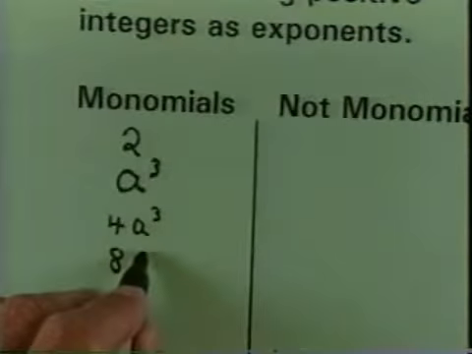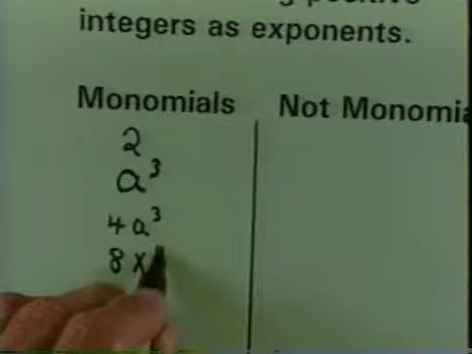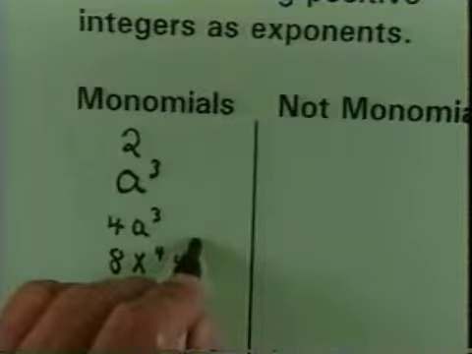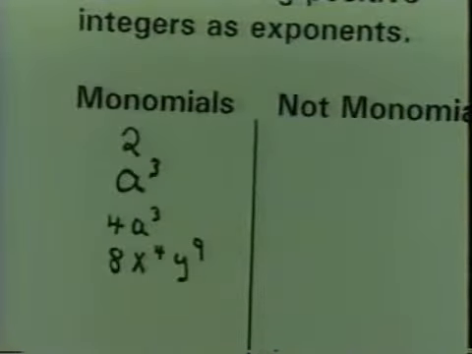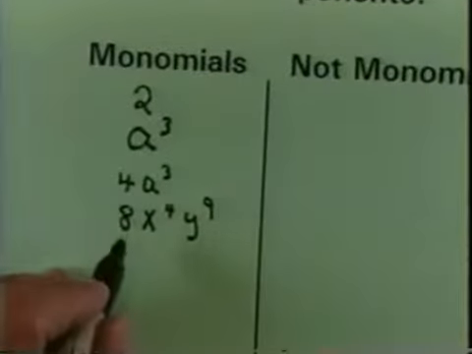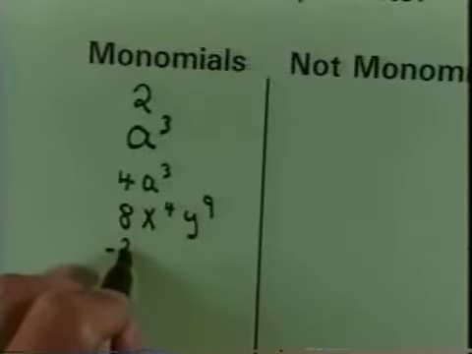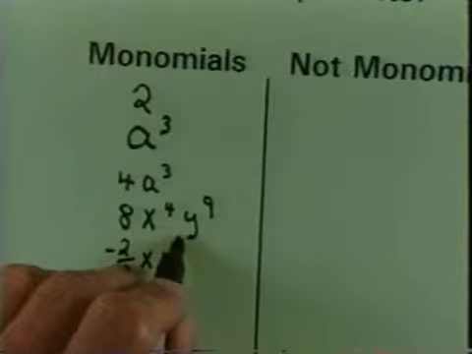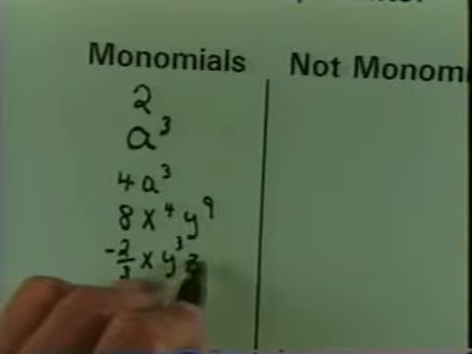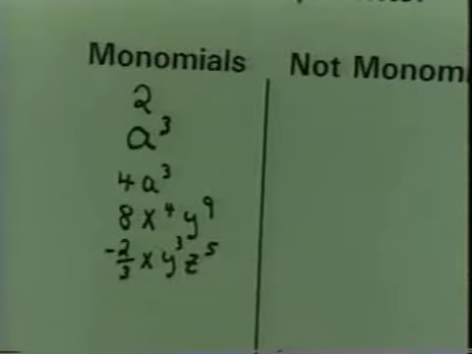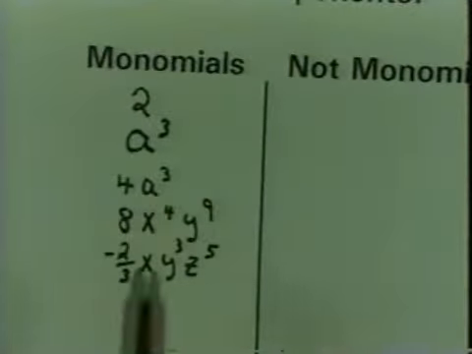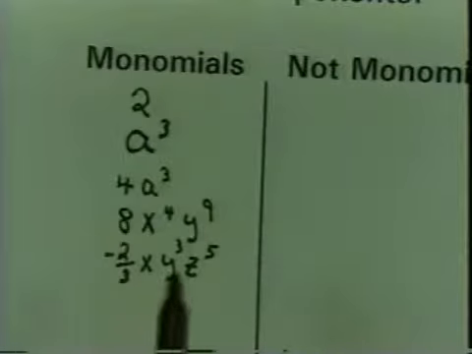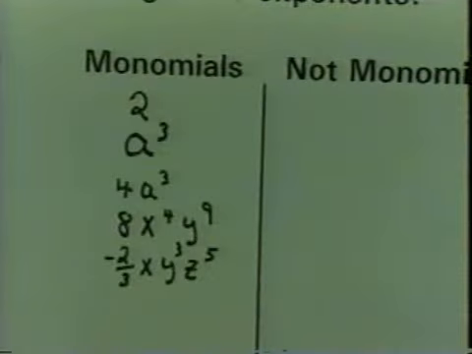8x to the 4th y to the 9th is a monomial. A negative 2/3 x y cubed z to the 5th is a monomial. It's a product of numbers and powers having positive integers as exponents. Of course, the exponent on the x is understood to be 1. 1 is a positive integer.